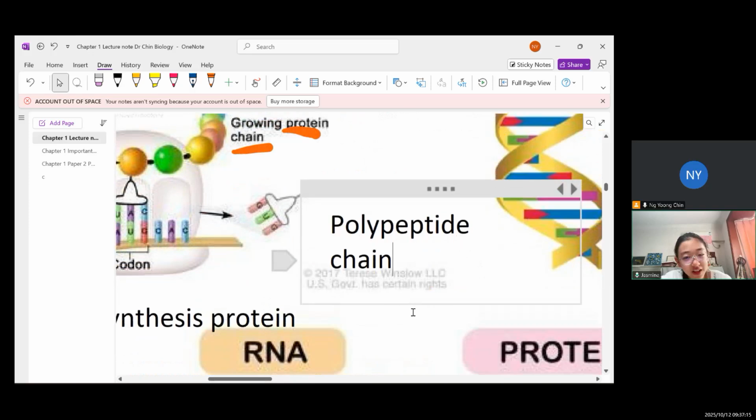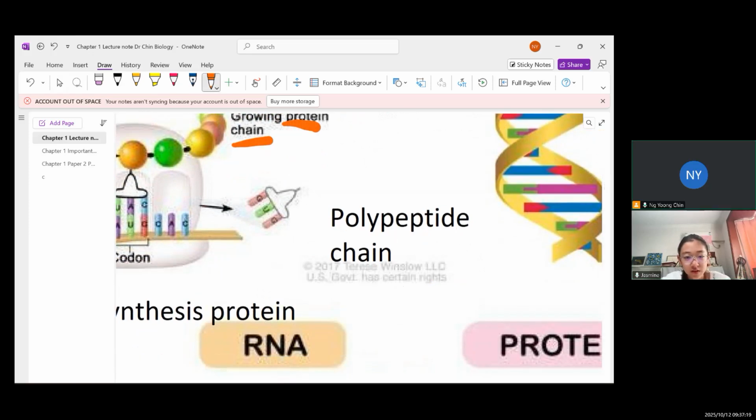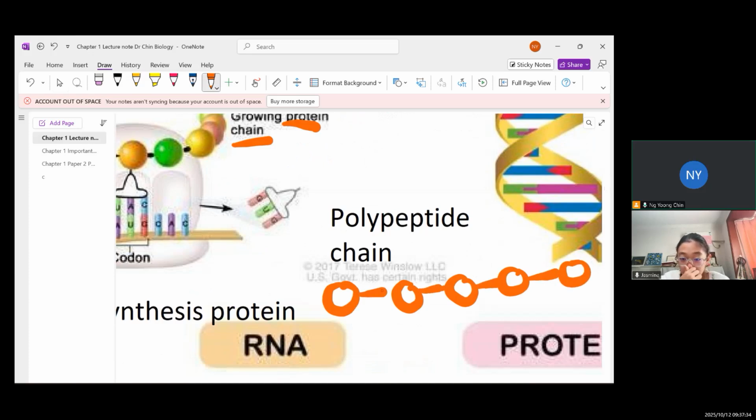So what is meant by polypeptide chain? A polypeptide chain just refers to the primary structure of proteins, where you have different amino acids joined together, becoming a chain like this. Just like a necklace, 珍珠项链, right?